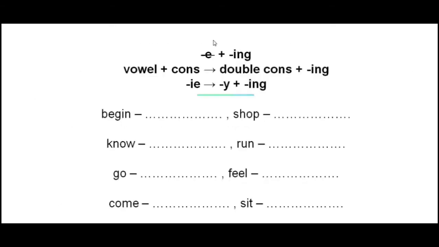Now let's review and practice a bit. Remember that when a verb ends in E, get rid of the E and then add -ing. And when a verb ends with a vowel plus a consonant, double the consonant and then add -ing. And when a verb ends with ie, change ie to y and then add -ing. Now provide the present participle form of the words below.